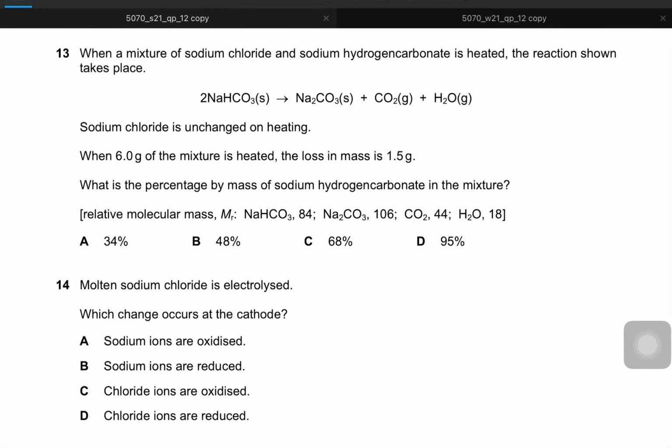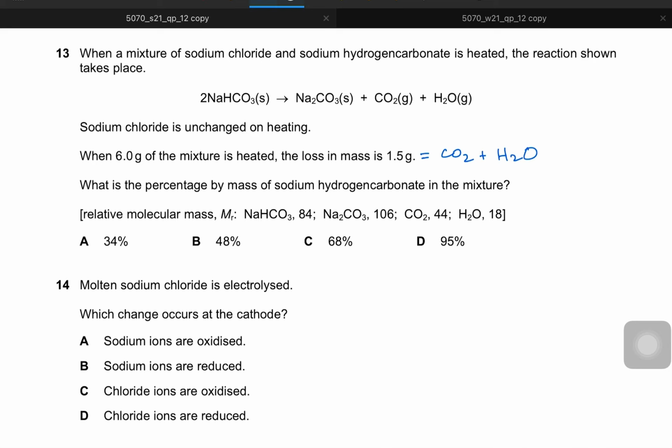Now question 13 says, when a mixture of sodium chloride and sodium hydrogen carbonate is heated, the reaction shown takes place. You can see carbon dioxide is being released, water vapors are being released. Sodium chloride is unchanged on heating. Okay, we know that. When 6 grams of the mixture is heated, the loss in mass is 1.5 grams. Maybe it belongs to the carbon dioxide and the water. What is the percentage by mass of sodium hydrogen carbonate in the mixture? Now you need to find the mass of sodium hydrogen carbonate.